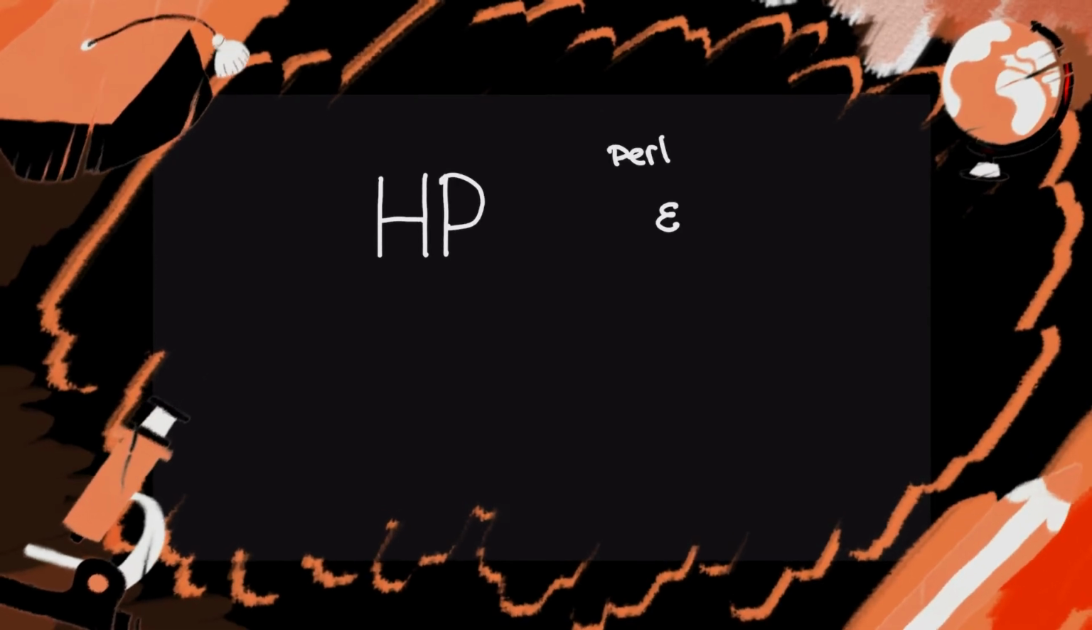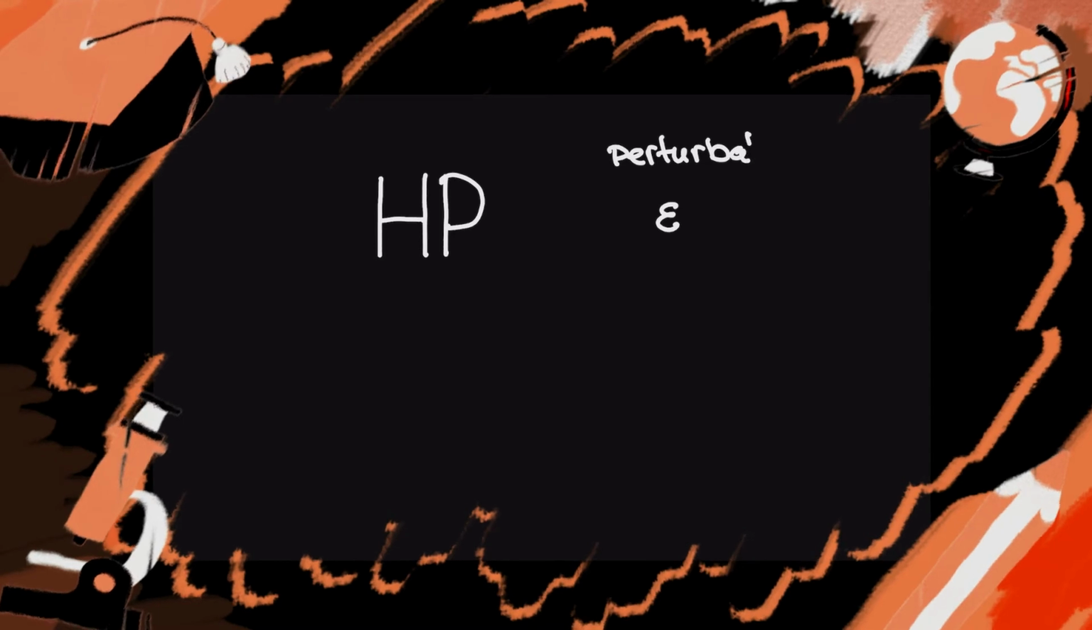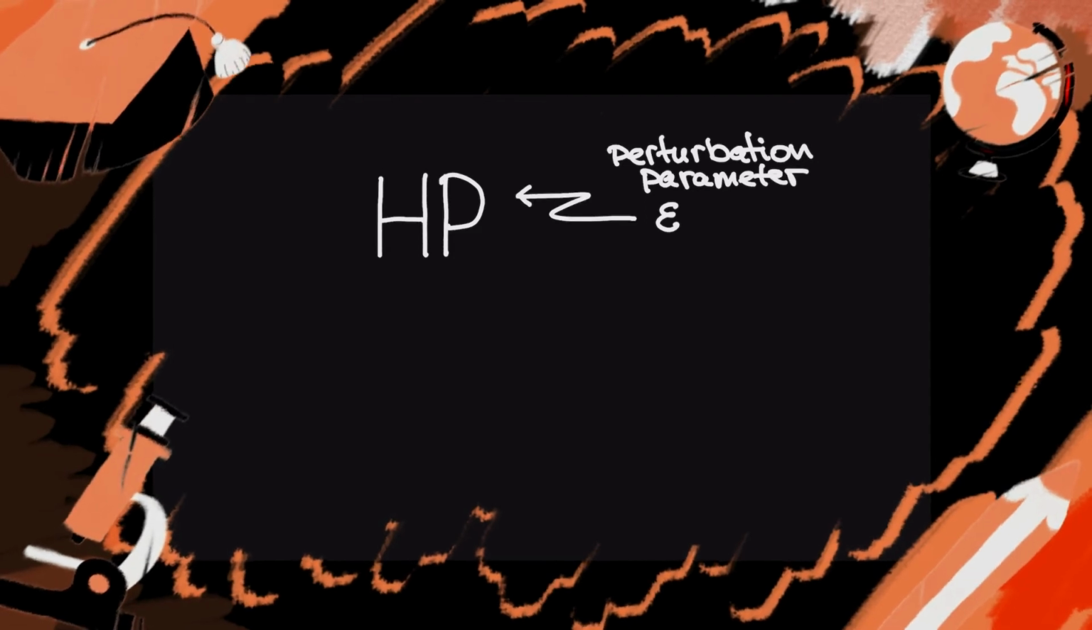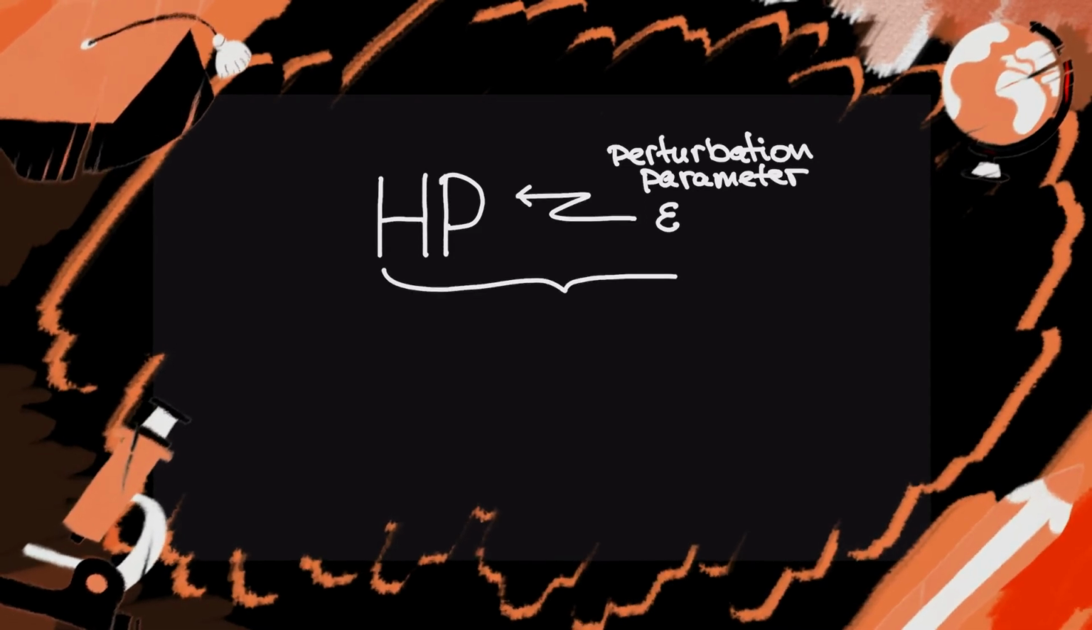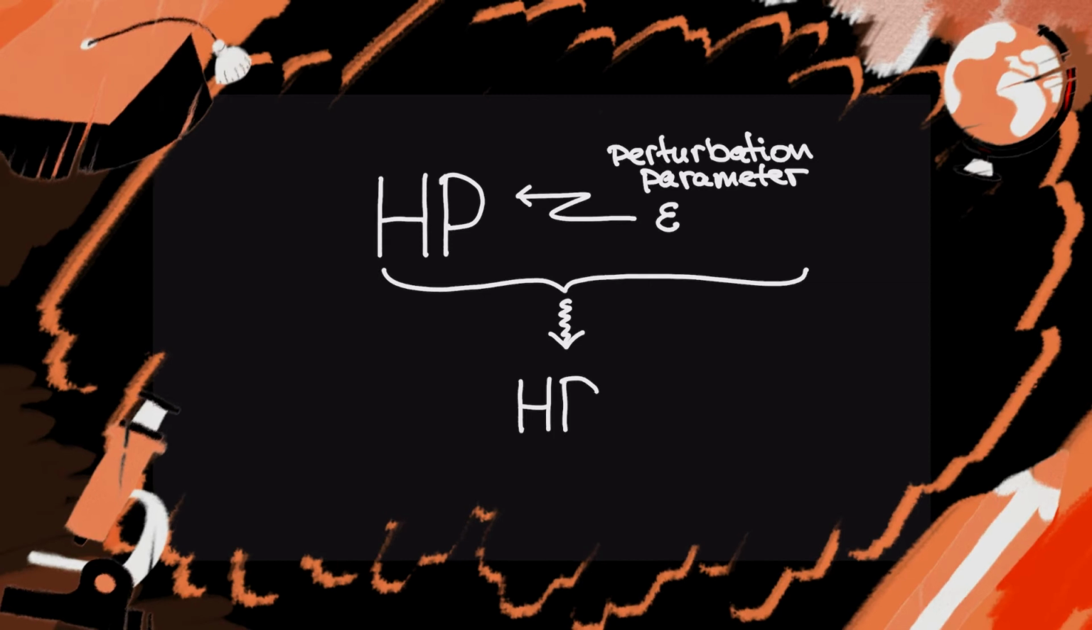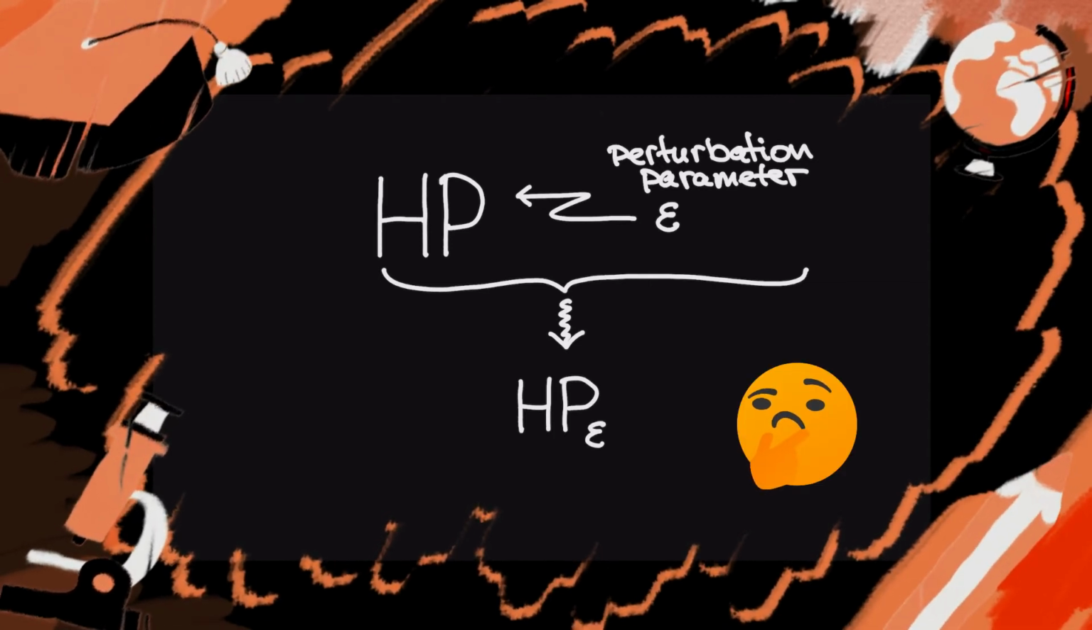Mathematically, the meaning of interpolating the hard problem HP to an easy problem EP is to introduce an additional parameter into the hard problem HP, often called the perturbation parameter, denoted by, say, epsilon. What we get is not just a single hard problem HP, but actually an entire collection of hard problems HP sub epsilon, parametrized by epsilon. This must look ridiculous to you.